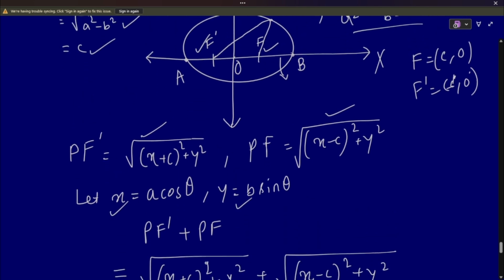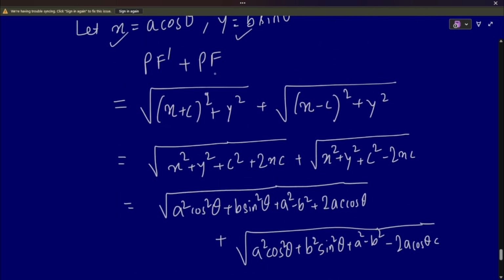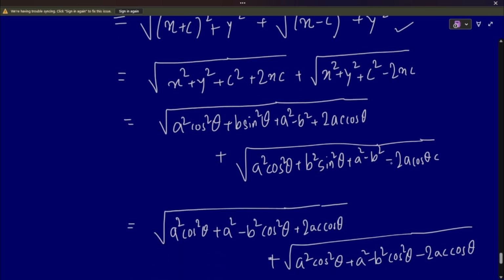So with the tools in hand, that x is a cos theta, y is b sin theta, and the value of c is root over a square minus b square, we go ahead and try to find the value of PF prime plus PF. Now you can expand it using (a plus b) whole square and (a minus b) whole square, and you get root over x square plus y square plus c square plus 2xc, and root over x square plus y square plus c square minus 2xc. Put in the values of x and y as a cos theta and b sin theta, and you should get this. Also, c square is a square minus b square. If you remember, c was the square root of a square minus b square.